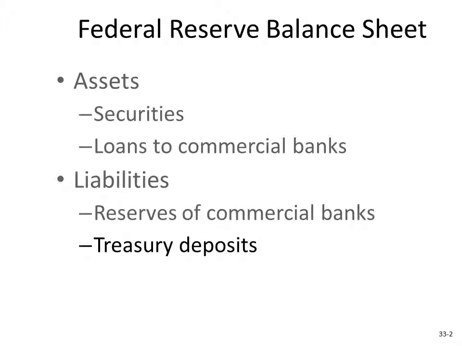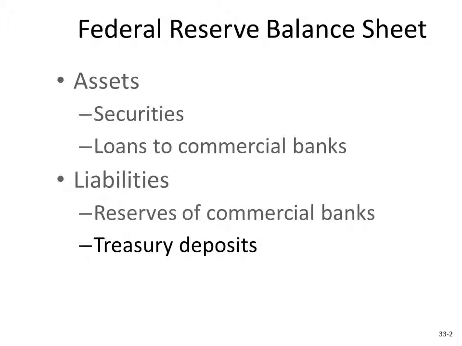What about its liabilities? Well, remember that all banks must deposit 10% of whatever checking deposits they have on reserve with the Fed. So if a bank has $1 billion worth of deposits at its institution, 10% of that number, 10% of a billion, is 100 million. That bank would have to have $100 million on reserve with the Fed.